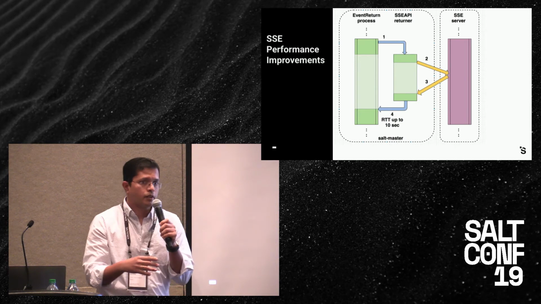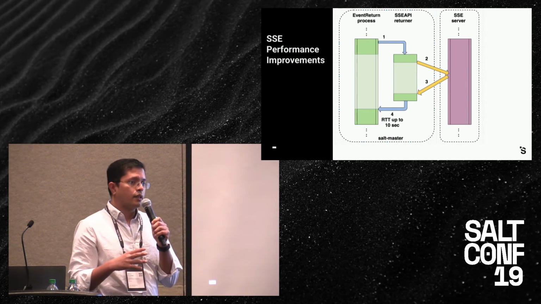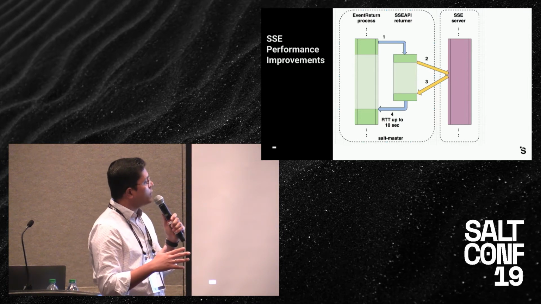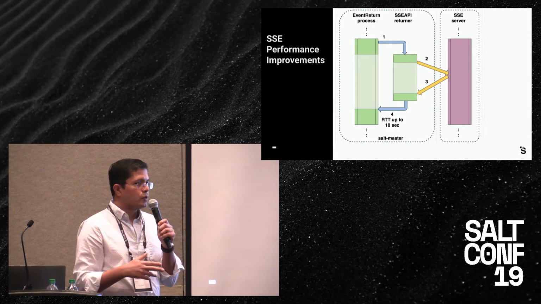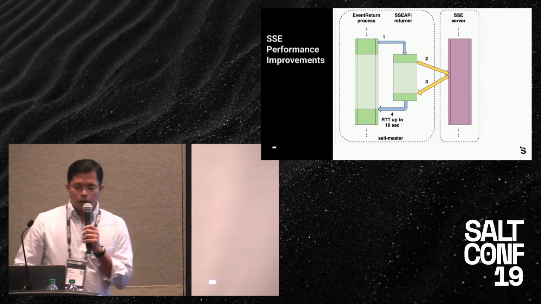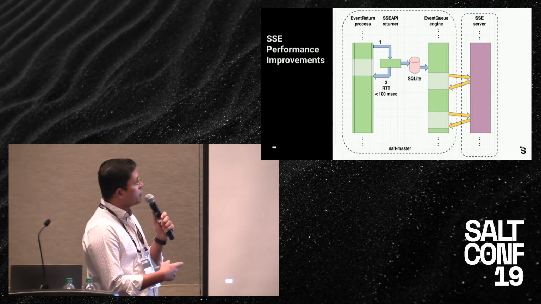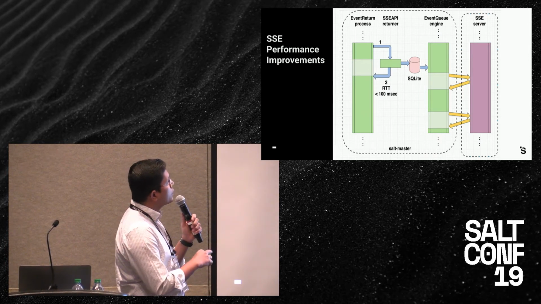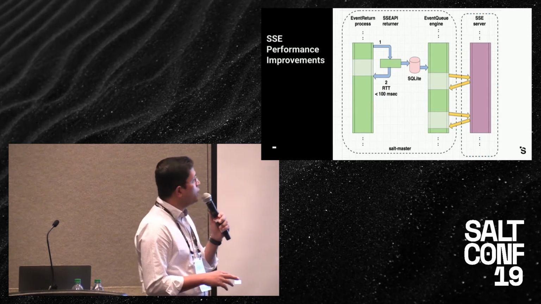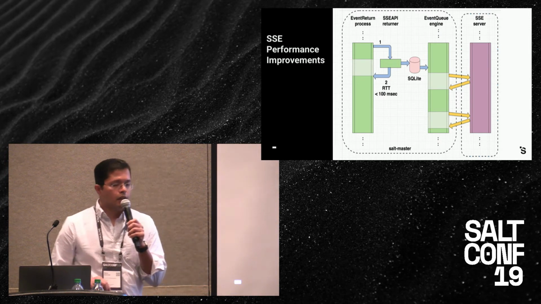So in worst cases, we were seeing the round trip time was around 10 seconds. So this was causing significant timeouts when we are landing into larger enterprises. What we did with SaltStack Enterprise 6.2, and this is something that is coming up, is we added a SQLite database layer between the returner and SSC server. So now the round trip time is less than 100 milliseconds.